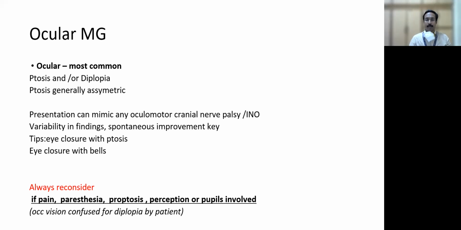If at any point in time there's a sensory finding, then that means it's more nerve, more sensory nerves, more skull based. While pure motor presentations are recurrently happening, one must always consider myasthenia gravis. And it's always important to know that sometimes people confuse vision problems with diplopia. I will narrate two clinical scenarios which I have personally encountered.